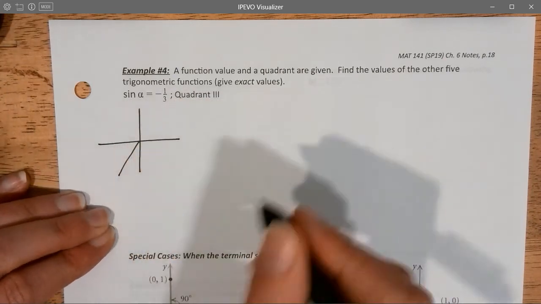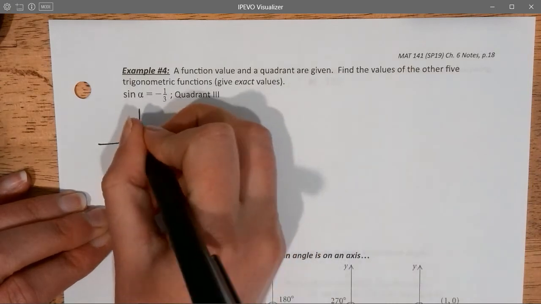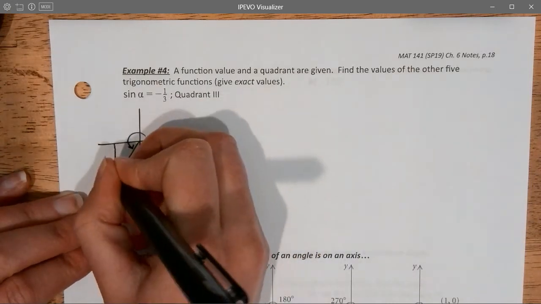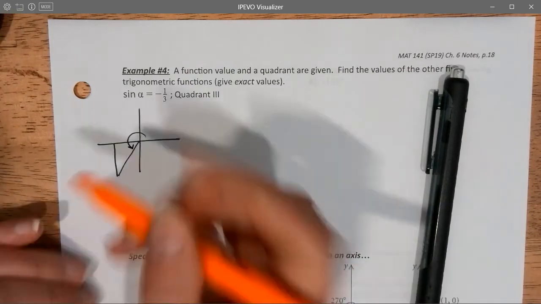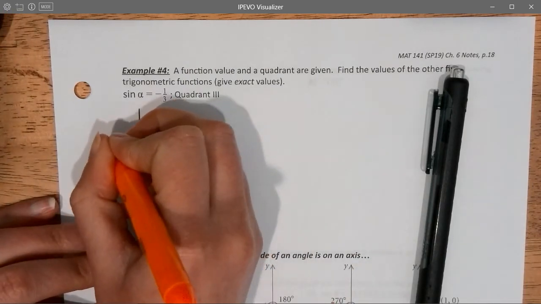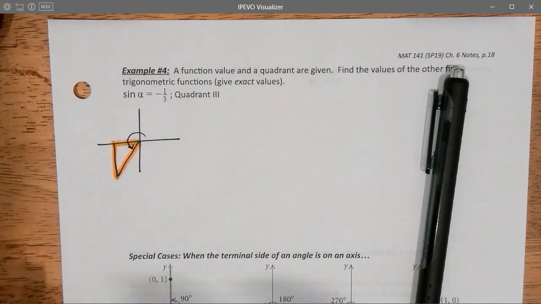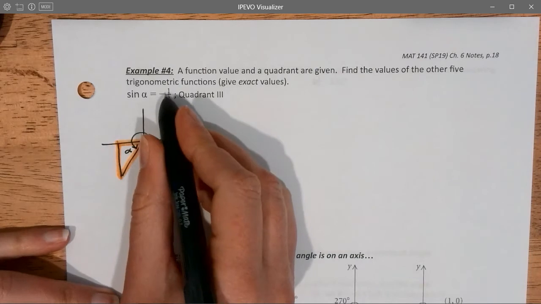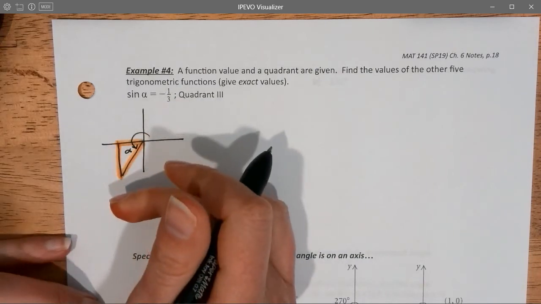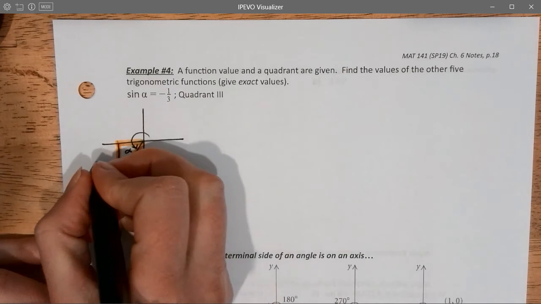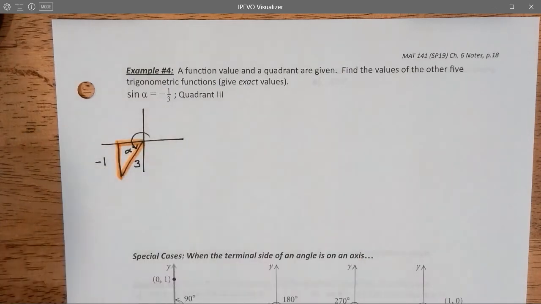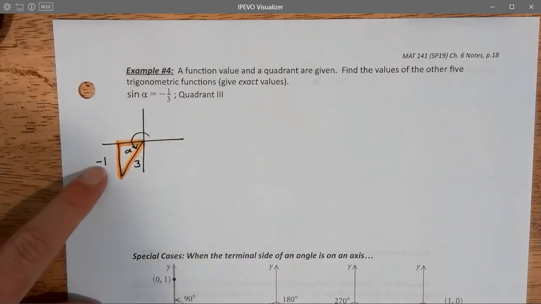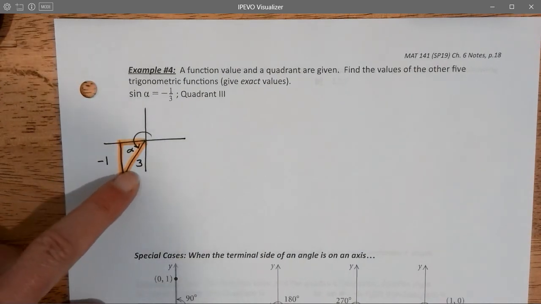I'm just going to draw anything right now in quadrant 3. This is my angle, and this is my reference triangle. My reference triangle is over here. I know that the sine of this angle, alpha, is opposite over hypotenuse, negative 1 over 3. So this needs to be negative 1, this needs to be 3. The negative is attached to the opposite side, not to the 3, because 3 could never be negative as a radius value.